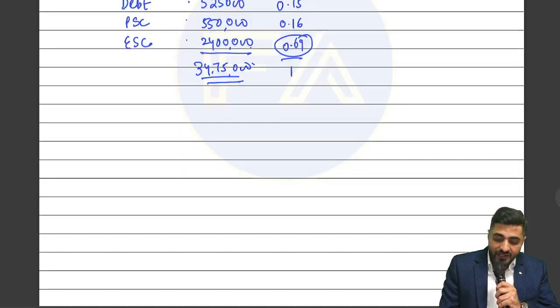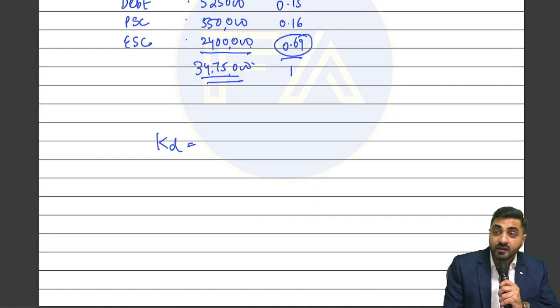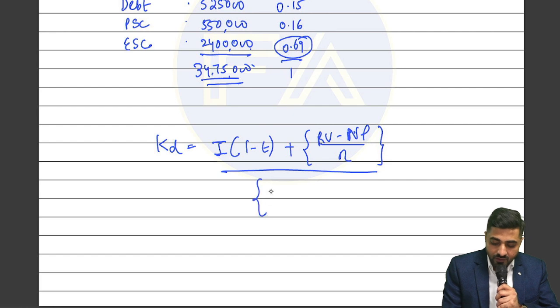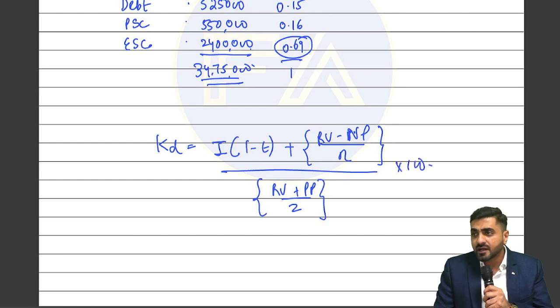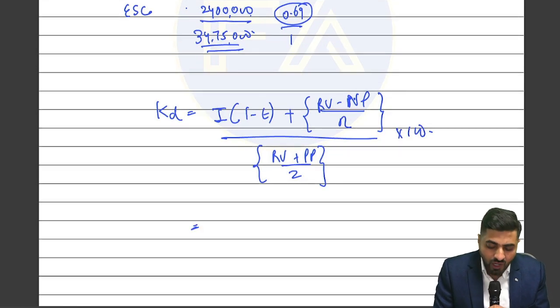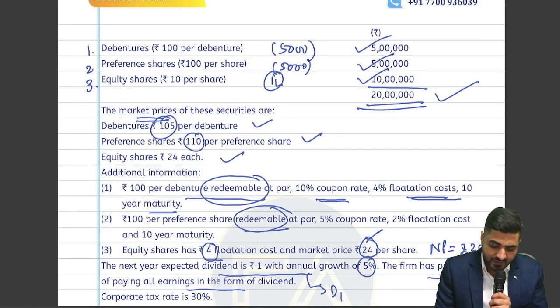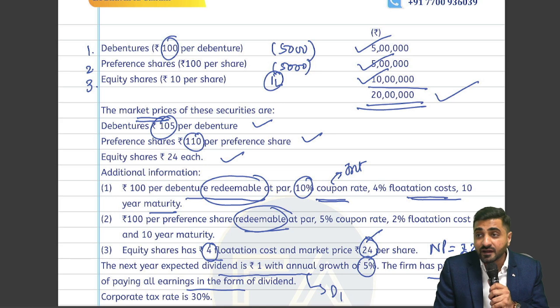How will you calculate KD? Smaller formula or bigger formula? The formula is interest plus something upon N. Come on, yaar. Talking about the question, do you have any interest? What is the coupon? Coupon means interest rate. 10%. 10% on the face value of 100.